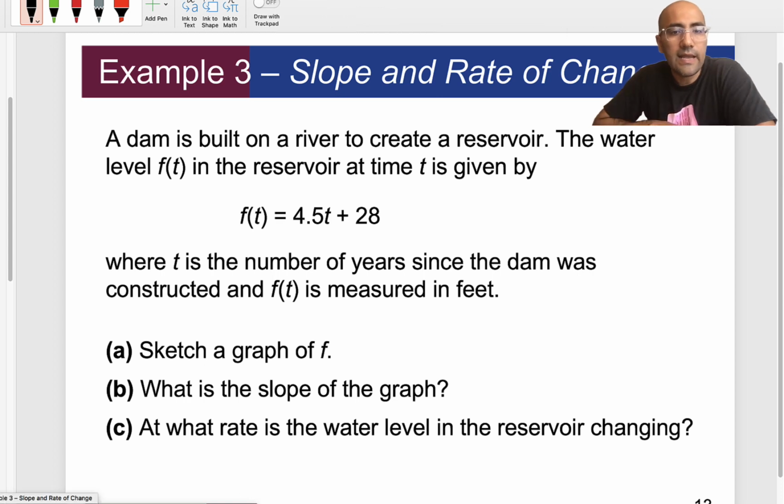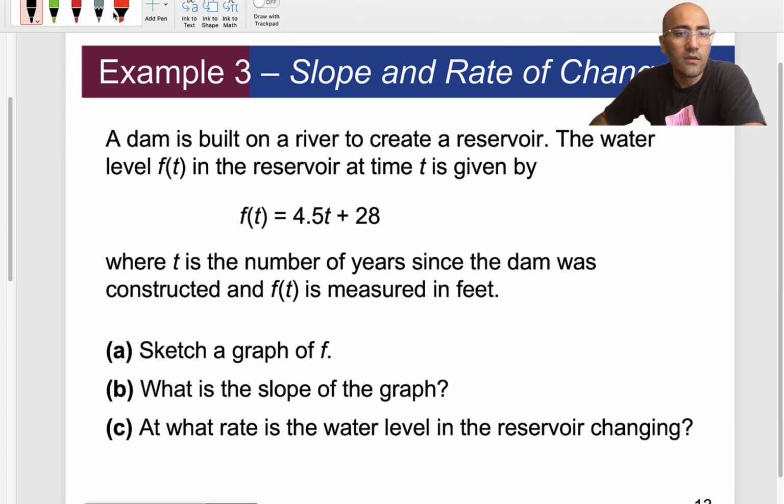So a dam is built on a river to create a reservoir. The water level, f of t, of the reservoir at a time t is given by this equation. f of t equals 4.5 t plus 28, where t is the number of years since the dam was constructed and f of t is measured in feet. Sketch the graph of f. Well, that's really easy. It's just a linear equation, right? So it's just a line.